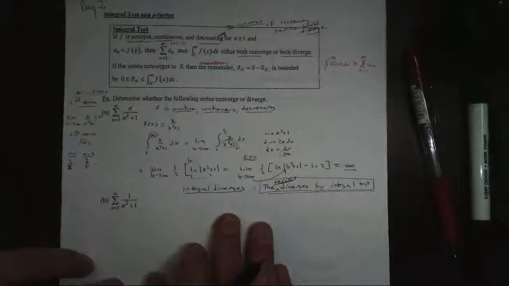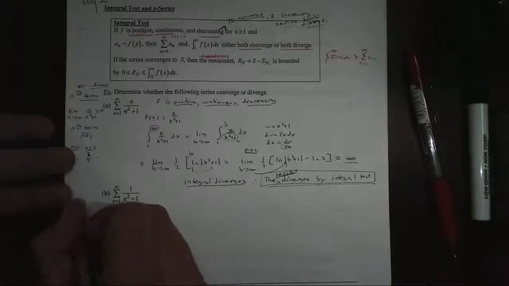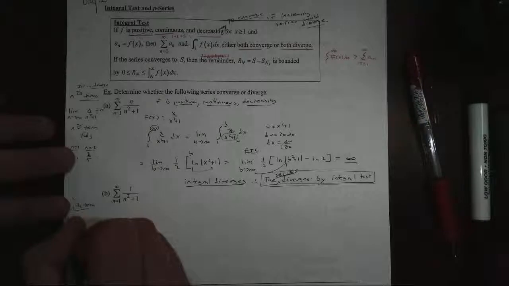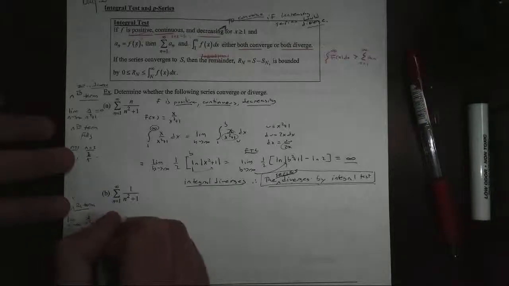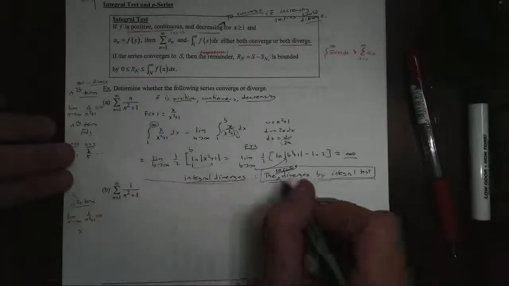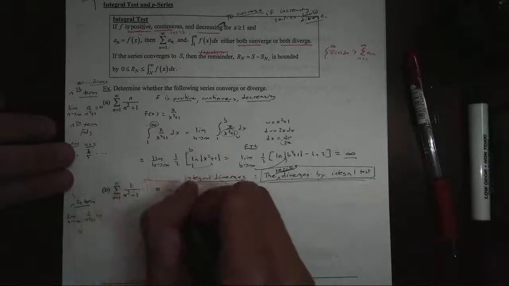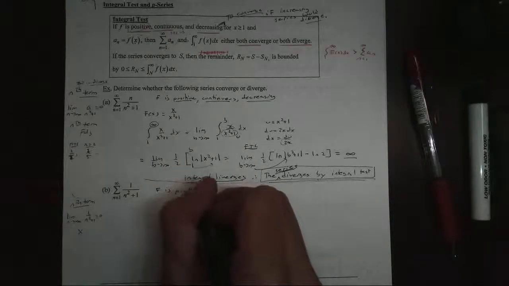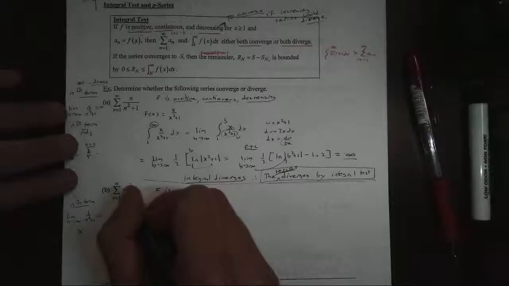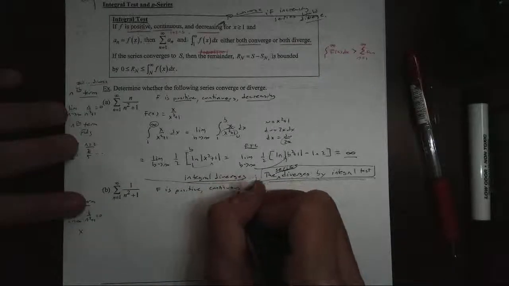All right, so let's try part B here. Same thing. Try the nth term test, always try it. You never know. If I take the limit as n goes to infinity, this becomes 1 over n squared plus 1, and we get 0. So again, the nth term test fails. So we're going to use the integral test. I have to say, is f positive? Yes, that's always going to be positive. Is f continuous? Yes, it's going to be continuous on that domain.